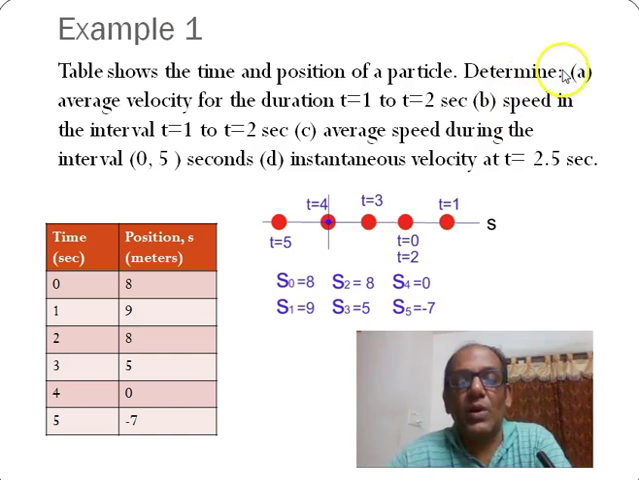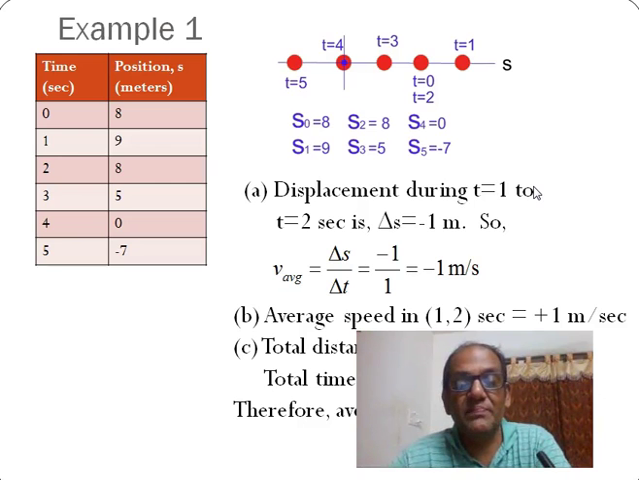We are required to find what is the average velocity during the time t is equal to 1 to 2, that is in between these two, what is the average velocity, and then speed in the same duration 1 to 2, then average speed during the interval 0 to 5, that is all through this movement, and then what is the instantaneous velocity. We'll quickly show how we use the definitions.